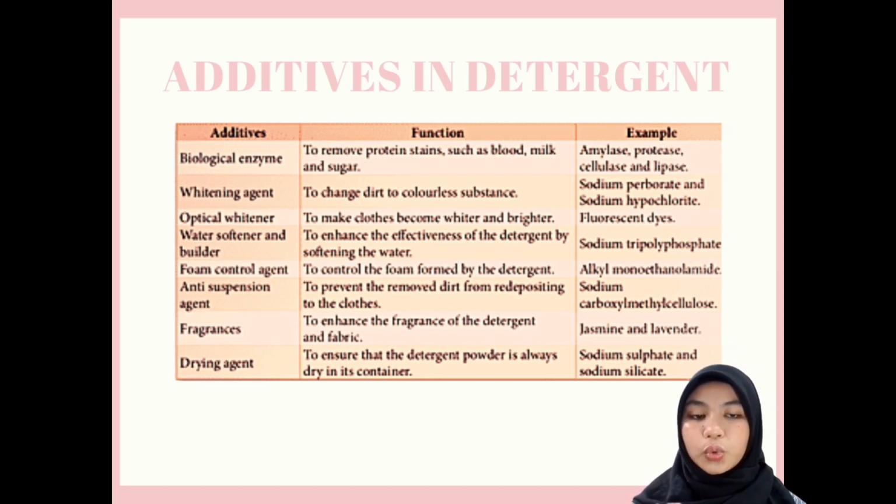Its function is to enhance the fragrance of the detergent and fabric. For example, jasmine and lavender. And the last one is drying agent. Its function is to ensure that the detergent powder is always dry in its container. For example, sodium sulfate and sodium silicate.